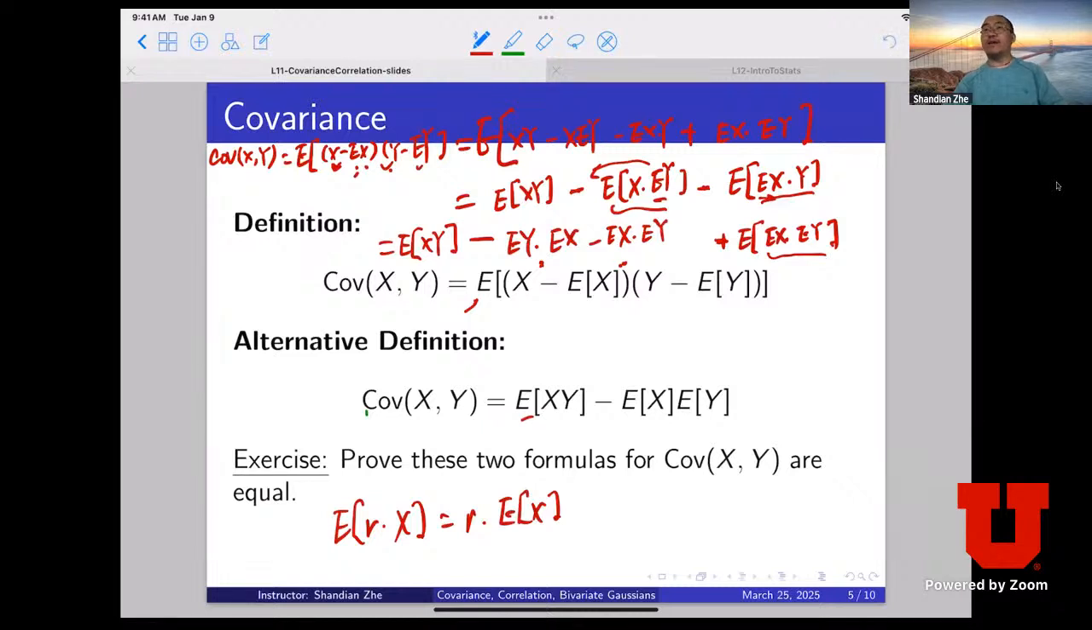Yes, exactly, right? This is a very, very important observation. Look, E[X] is a constant, E[Y] is a constant, right? A constant multiplied with a constant is another constant. If you take the expectation of a constant, it is the constant itself. You can just simply remove the expectation.